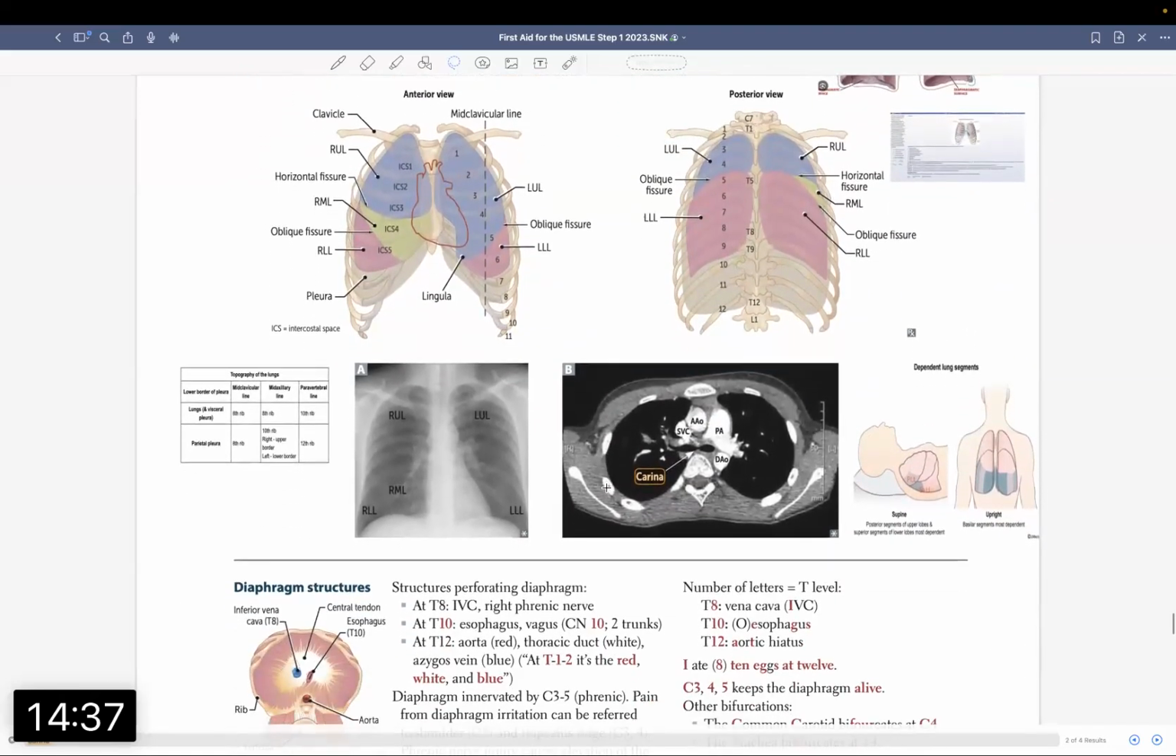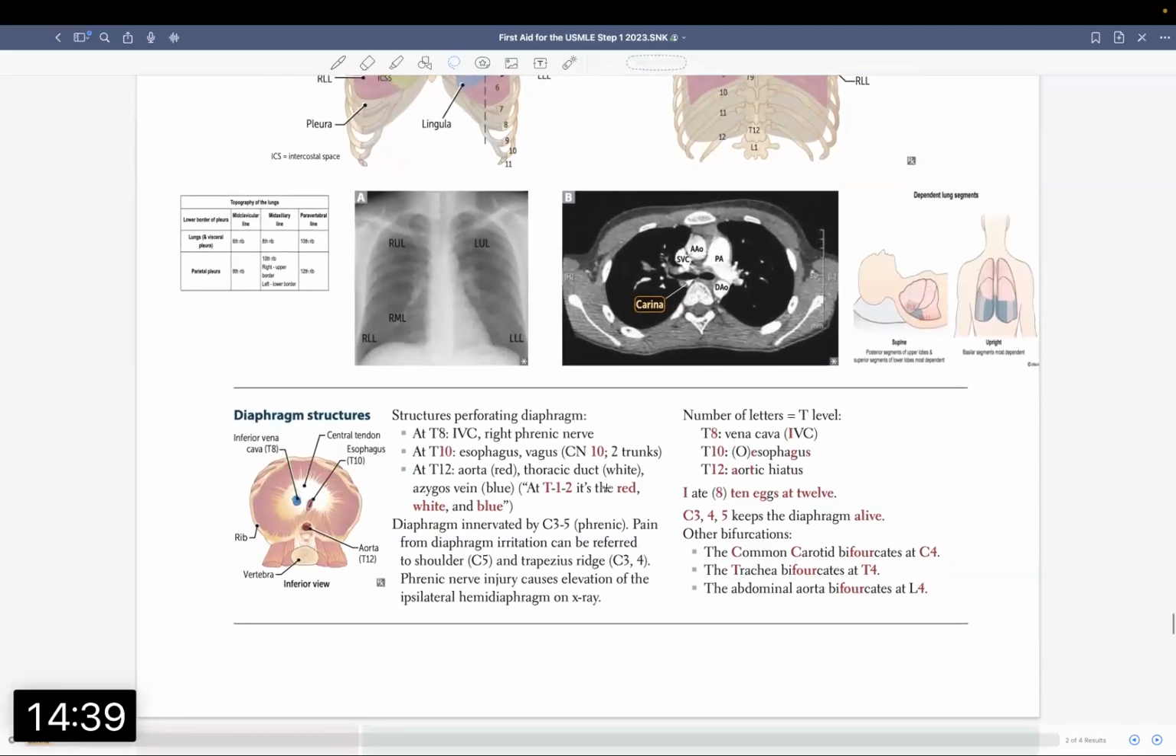Okay. Thank you. So next we have diaphragm structures. Structures perforating the diaphragm at T8: IVC, phrenic. At T10: esophagus, vagus. So C10, cranial nerve 10, has two trunks.